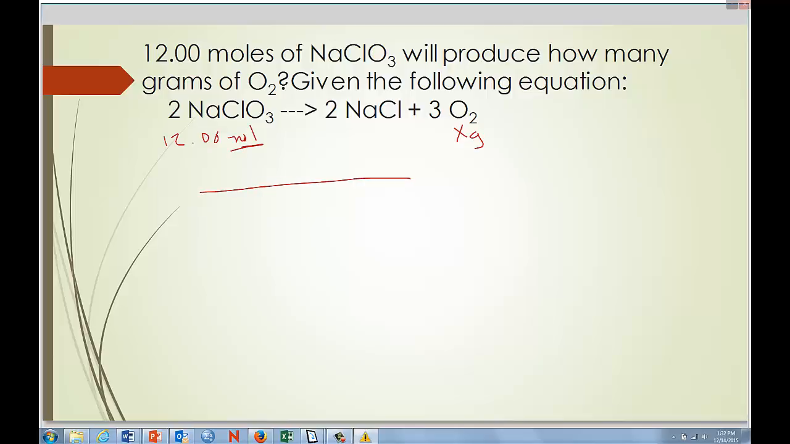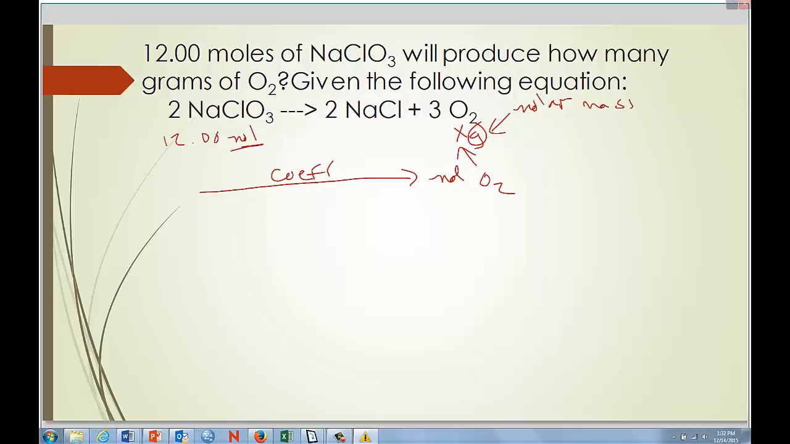And that will get us moles of O2. But that's not what the question was asking for. The question was asking for grams of O2. To go from moles to grams, we're going to use the molar mass. Remember, the unit grams is the key term for looking at the periodic table to add that up.